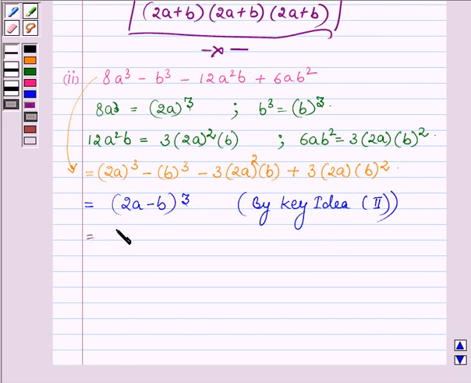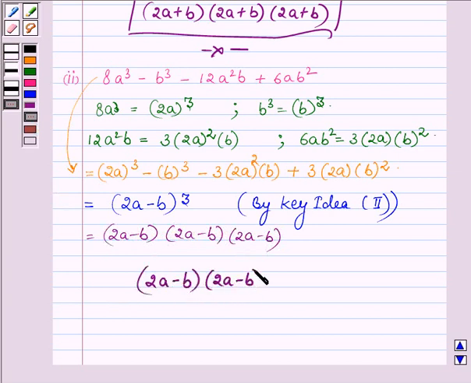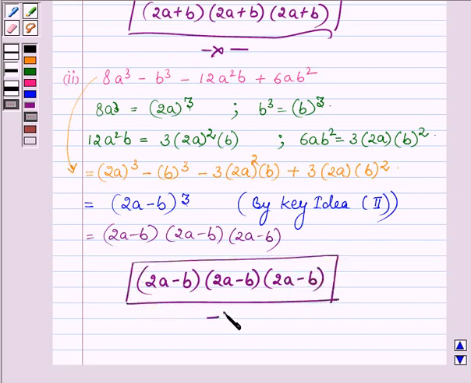Now this can further be written as 2a minus b into 2a minus b into 2a minus b. And thus on factorizing the second one, we get the answer as 2a minus b into 2a minus b into 2a minus b. So this completes the second part.